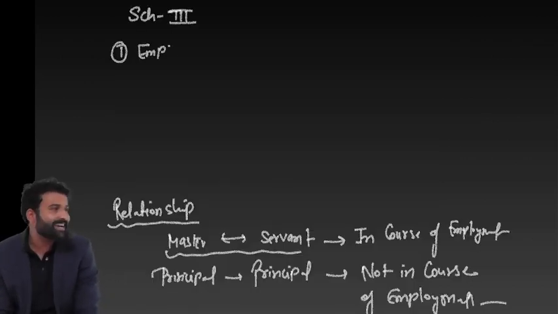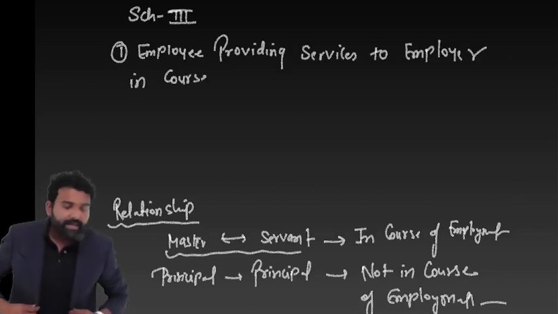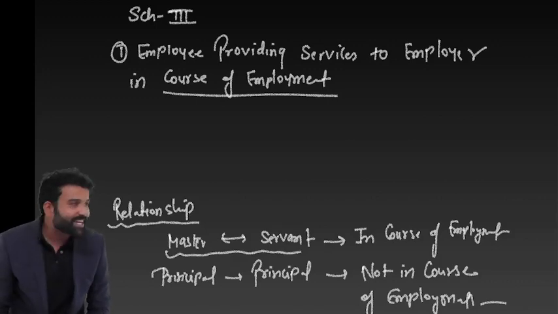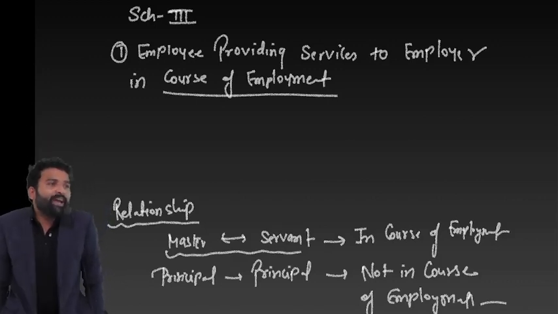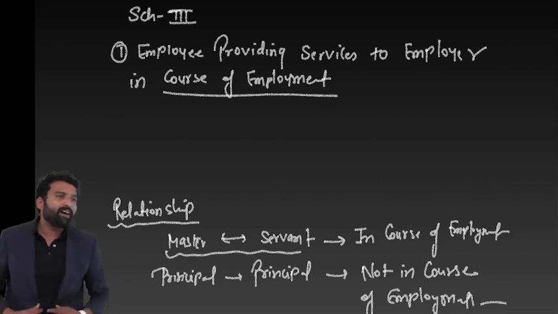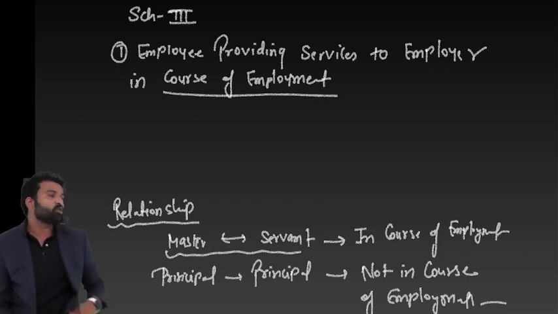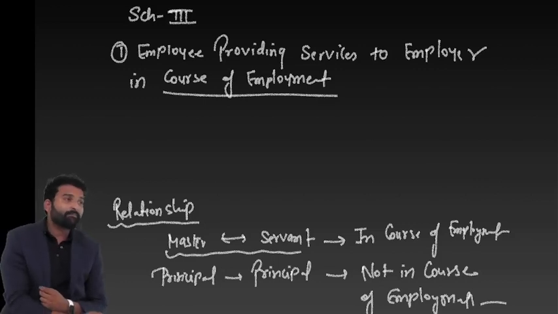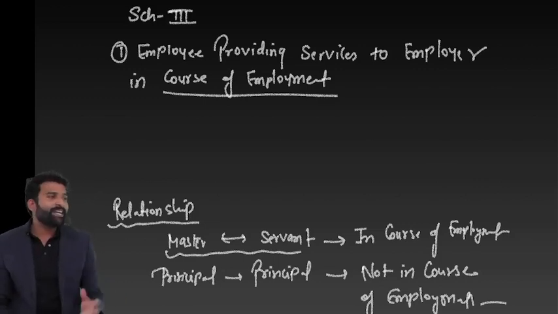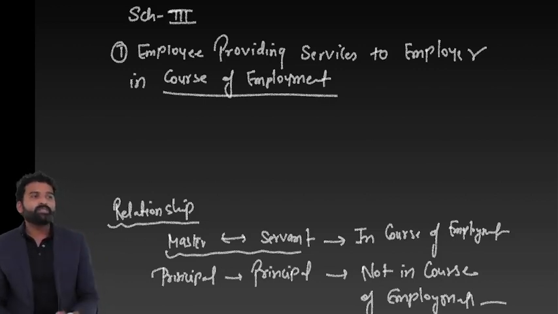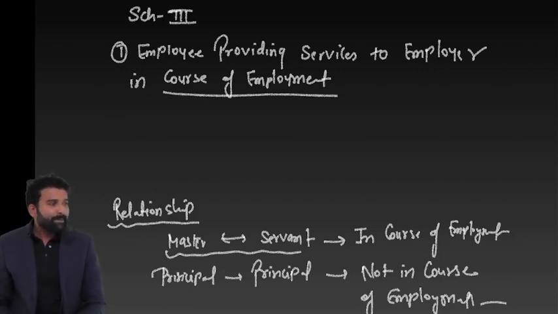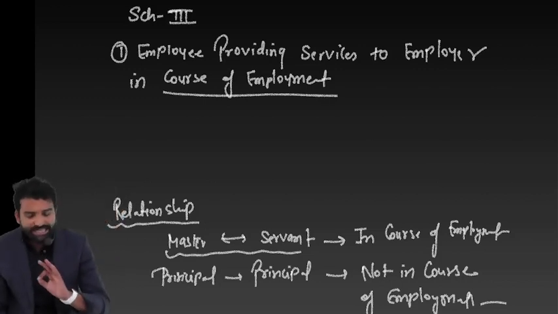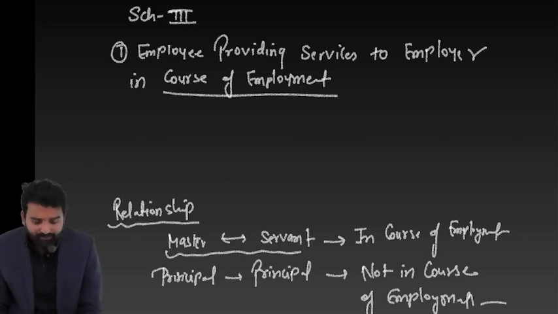What is the first transaction which is covered in Schedule 3? Employee giving services to employer. So this is the first Schedule 3 transaction. Employee is providing services to employer, in exchange of which he is getting salary. Whether that transaction is a supply, no. If an employee is getting salary, there is no GST on salary. Employee providing services to employer in the course of employment, it is a Schedule 3 transaction. There will be no GST.